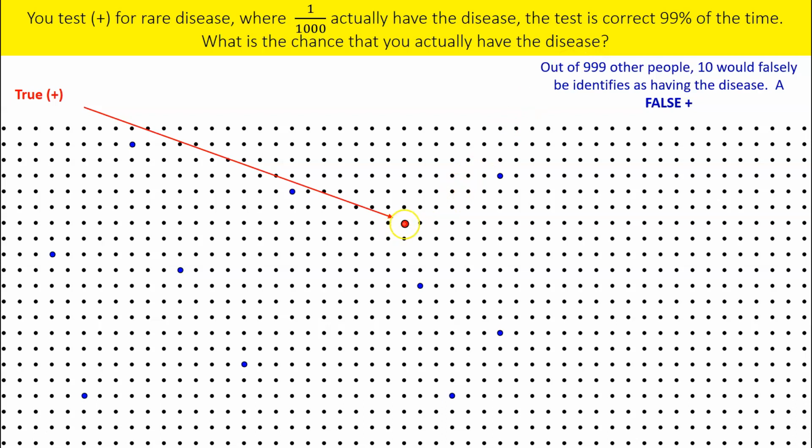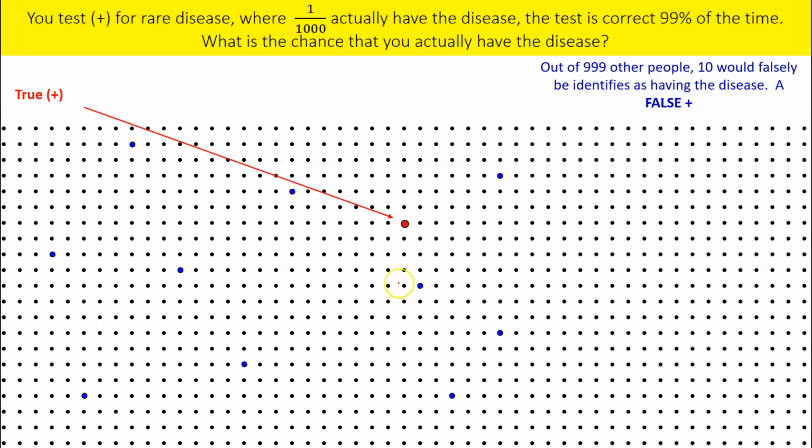So here's you. You're the red dot. Now, because this thing does have false positives, now it's pretty good, 99% of the time. What that means, though, is that you literally are seeing 1,000 dots here. I took a day and I drew all this out. Out of 999 other people, and I'm rounding slightly, 10 would falsely be identified as having the disease. 99% of the time it's correct, but that means 1 out of 100 is not.